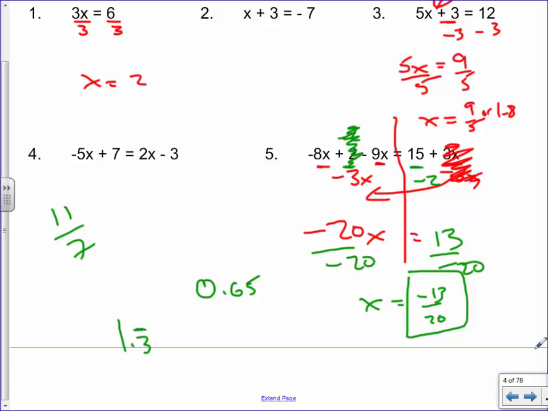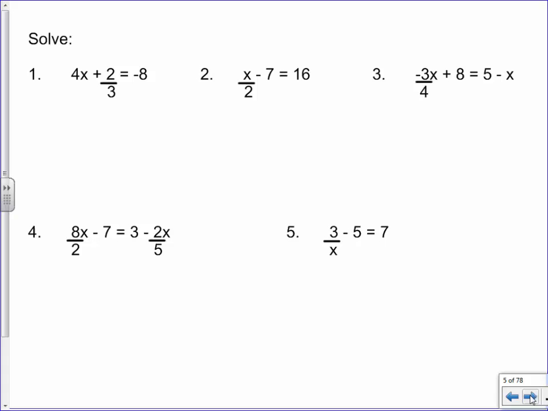Okay. How am I doing so far? Is this like borderline child's play? You okay? Okay, let's fast forward to something more challenging then. Let's deal with some fractions.